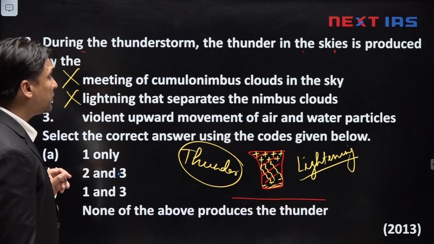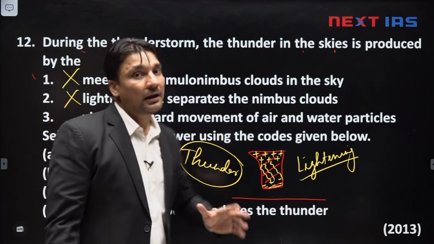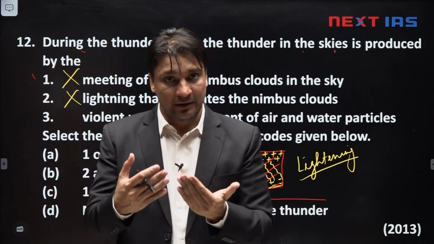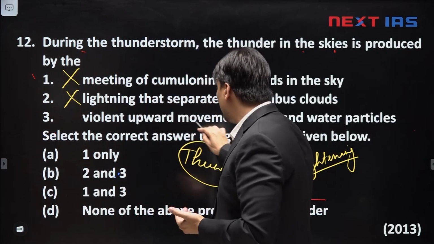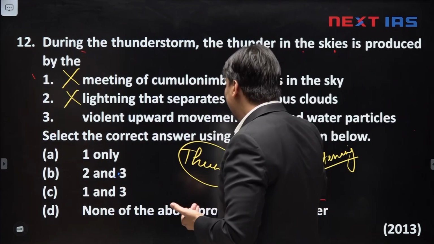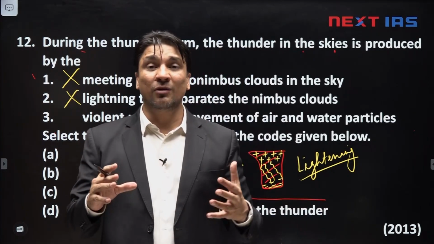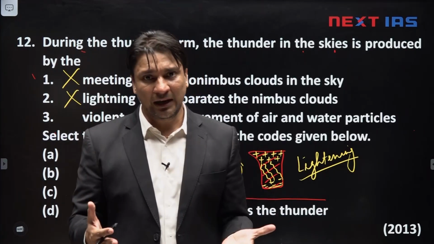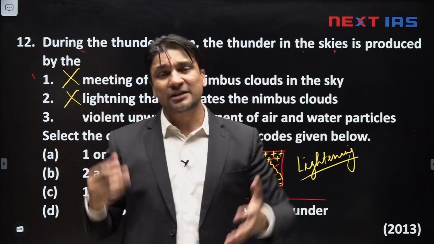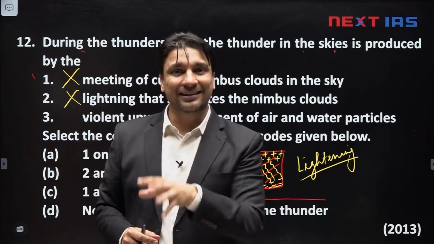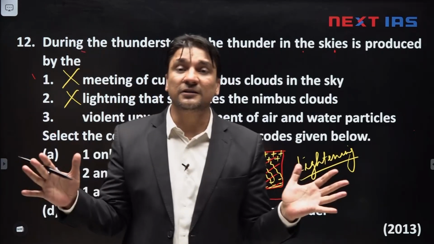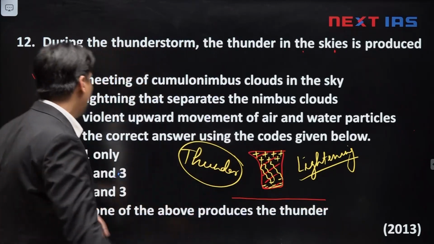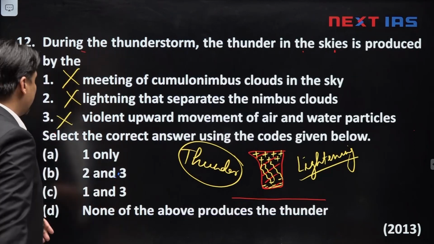Violent upward movement of air and water particles. Indirectly it is correct, but directly it does not cause thunder, because the violent upward movement of air and water is basically the reason behind, you know what, lightning. But lightning sometimes may not produce the thunder. Normally also the ascending currents may be strong, but they do not guarantee the thunder. Thunder happens when there is significant thermal expansion of air, and that happens because of a strong lightning bolt within the cloud. So technically all the three statements are incorrect.